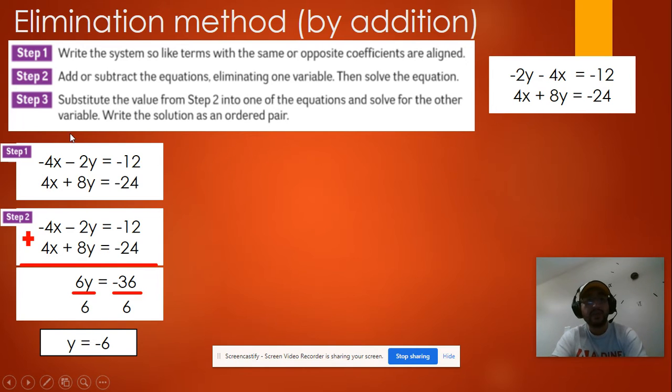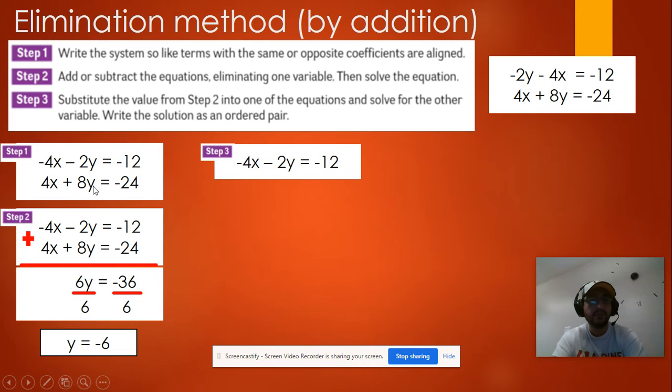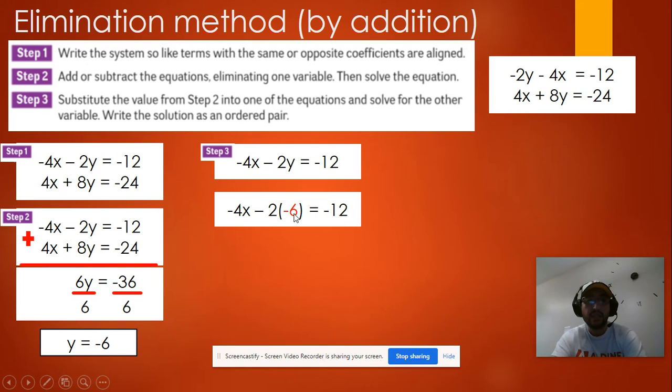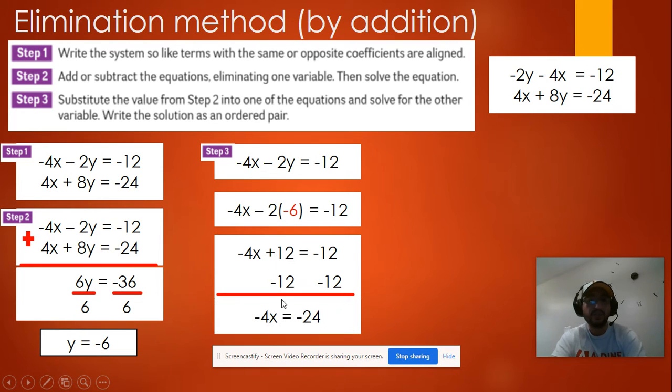And then step number three will be to substitute this into any of the equations. I just picked the first one, but it could also be the other one. It doesn't matter. So it will be negative 4x minus 2y equals negative 12. Instead of the y, I'm going to substitute negative 6. Then solve this equation. It will be negative 4x plus 12 equals negative 12. Solve for x, so it will be minus 12 on both sides.